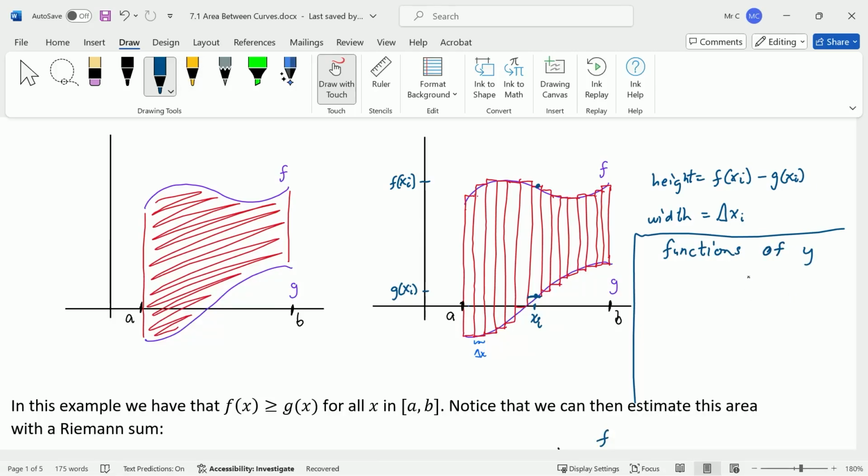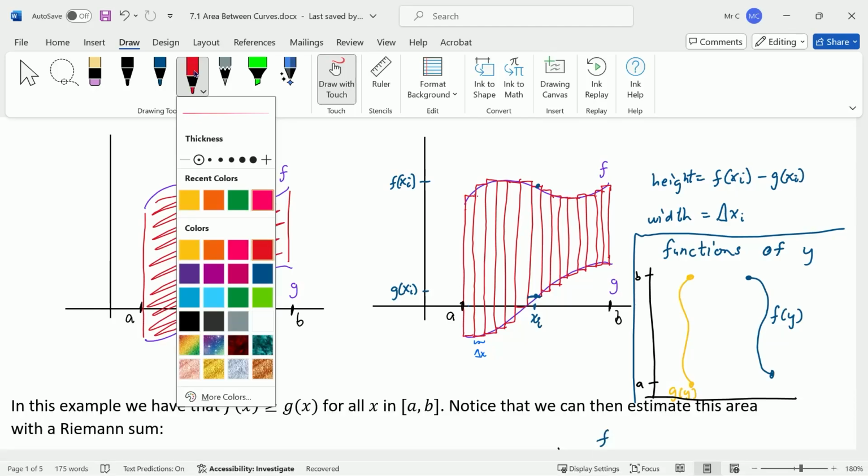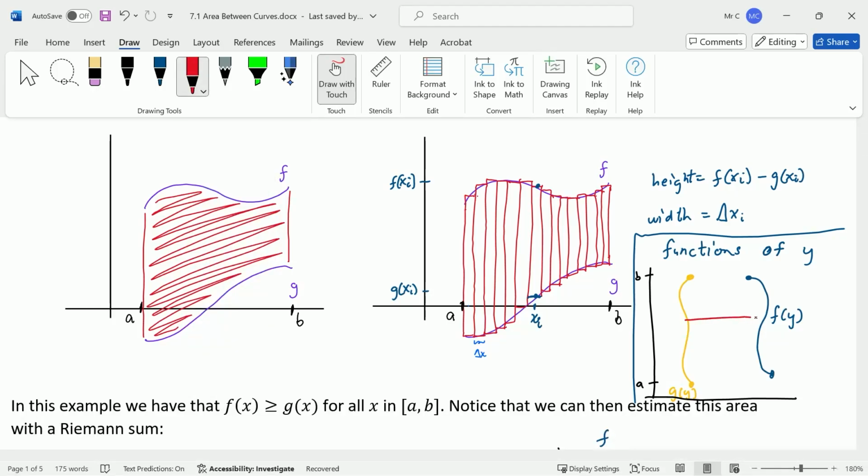And so let's say you have a curve like this, and this is f of y, and a curve like this, call it g of y. Now, if this is my setup, then my interval is going to be on the y-axis. So this would be my a, and this would be my b. And when I try to draw rectangles to approximate the area between these curves, I have to draw those rectangles sideways, like this.